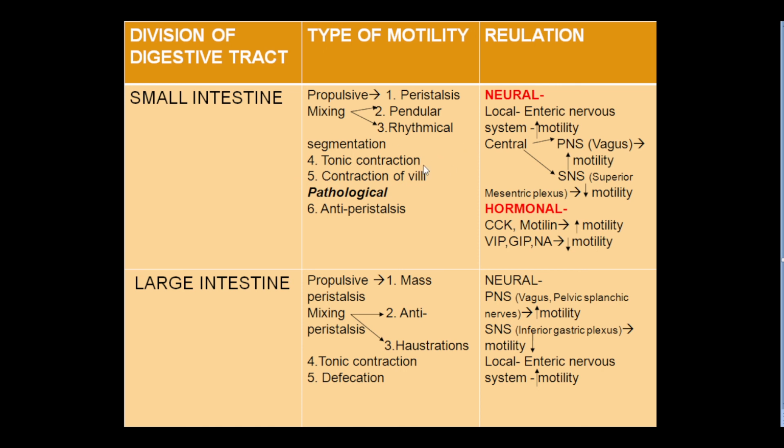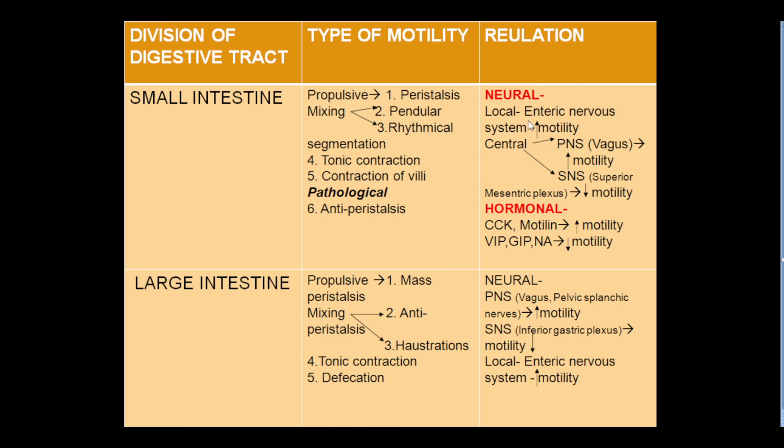Here, of course, you also have tonic contractions, and in the small intestine you also have contractions of microvilli to facilitate absorption. And as a pathological type, you have antiperistalsis. And for the control, here it's the same way. You have local and central. And as you can see, local already here comes in first place, because in small and large intestine, that's the most important mechanism of regulation.